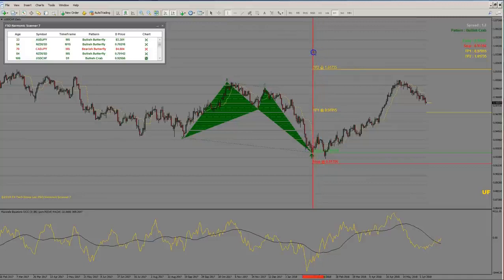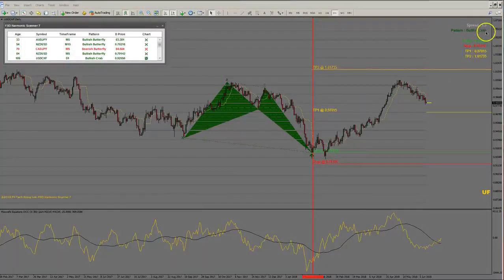So the harmonic pattern fires. Okay, you get the signal for a harmonic pattern. Bullish Crab harmonic pattern is here. You see everything, but you cannot trade the harmonic pattern right now. There is still no confirmation.